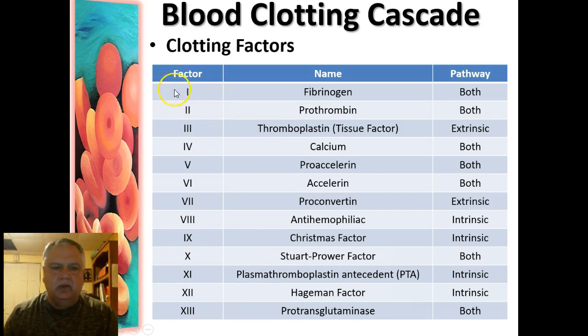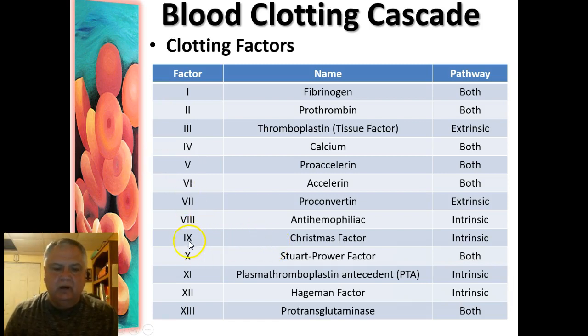But I do want you to see we've got the factors in Roman numerals 1 through 13. Each factor does have a name, so we're showing the name. Factor 1 is fibrinogen. And we also have the pathway. We're going to be talking about extrinsic and intrinsic pathways involved in blood clotting. If we see both here, it means that fibrinogen, in this case, is involved in both the extrinsic and the intrinsic pathway. Whereas if we go down to number 3 here, thromboplastin, also known as tissue factor, is part of the extrinsic pathway, not part of the intrinsic pathway, so it's listed as extrinsic only.